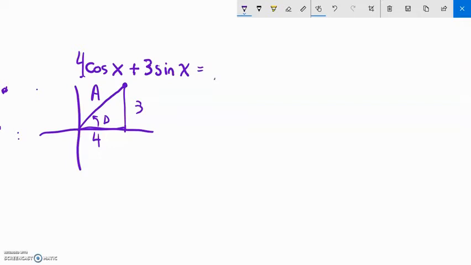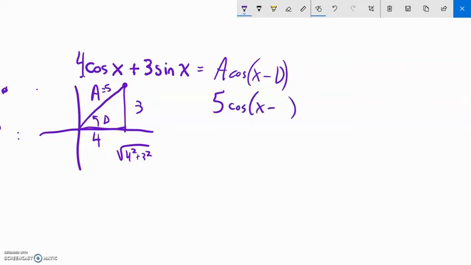And what I'm going to end up with is a statement where I have A times cosine of x minus D. So the A, the amplitude of my combined version of this, is the magnitude of this right here. So I can use the Pythagorean theorem to get there. Square root of 4 squared plus 3 squared is 5. So A is 5. And then to get this angle D, notice if I were to go tangent of D, it would give me 3/4. So to get D, I'm going to use the inverse tangent of 3/4.